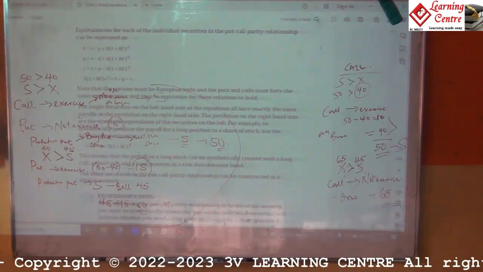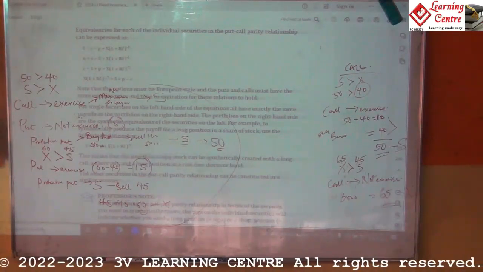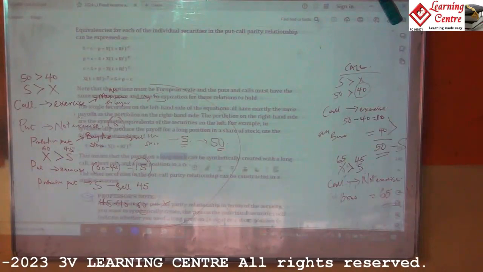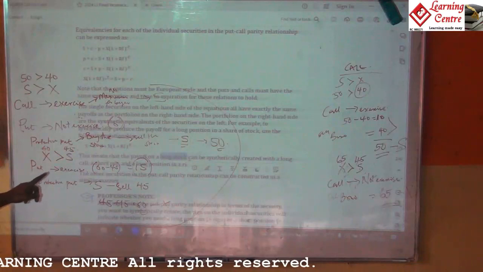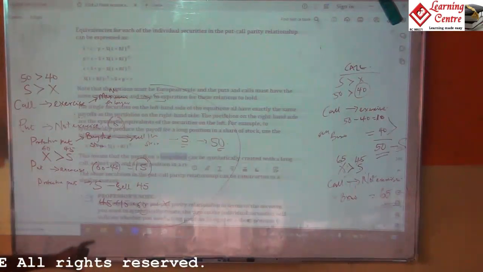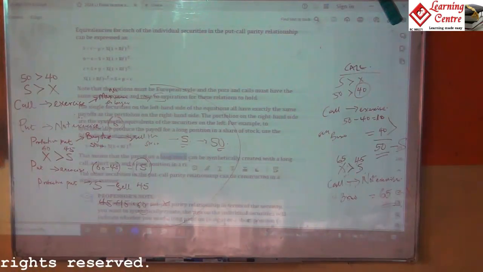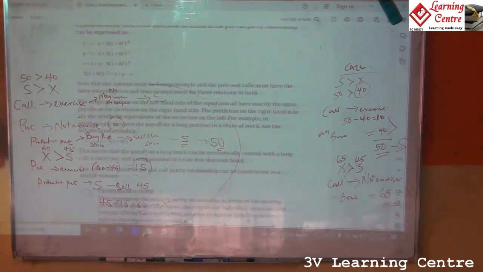So what this is trying to say is that the payoff on a long stock, if you have the stock, there are 4 things now. You can use this stock to calculate what puts you need and what call you need that will give you an equilibrium, basically. That's why it can be created with a long call, a short put, and a long position in a risk-free discount bond. Okay?